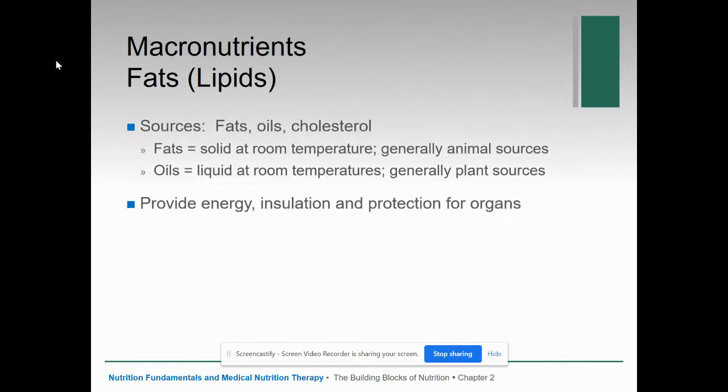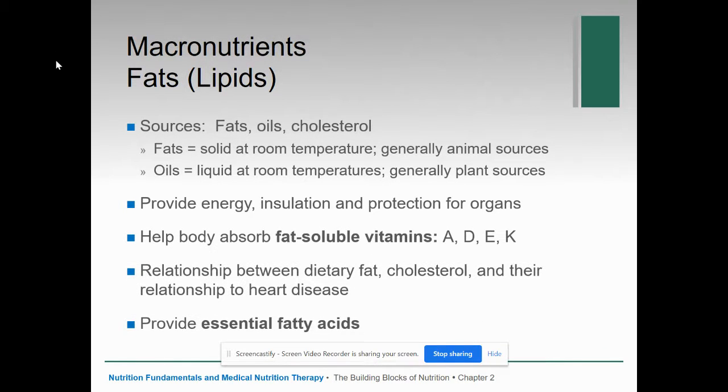So here we are then in chapter 2 talking about lipids or fats. When we say the word fat, we typically think about something solid at room temperature, generally from animal sources like butter or bacon fat. And then when we say the word oils, we think of something liquid at room temperature from a plant source like olive oil, cottonseed oil, corn oil.